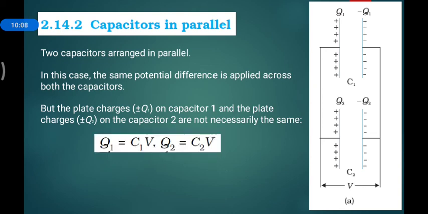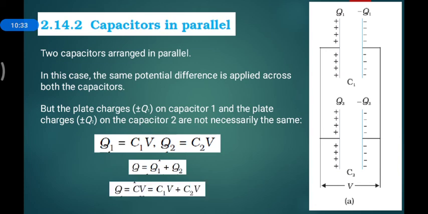So I can write Q1 is equal to C1 times V. This is the main equation you should be aware of. And Q2 is equal to C2 times V. How does it come? Because the fundamental relationship between C, Q and V is C is equal to Q by V. Then the total charge is conserved: Q is equal to Q1 plus Q2. Then Q is equal to CV, the fundamental equation.